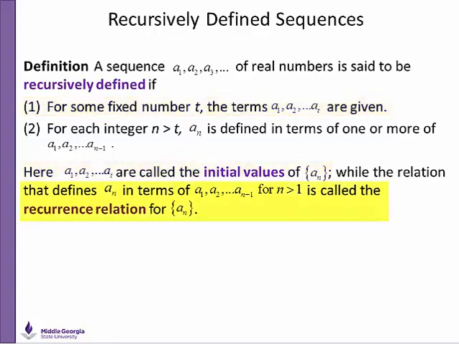While the relation that defines a sub n in terms of a sub 1, a sub 2, all the way to a sub n minus 1 for n greater than t is called the recurrence relation for a sub n. That's what we see in part 2. So each definition has two parts, some fixed number of initial terms, and then the recurrence relation that defines the rest of the infinite number of terms of the sequence.